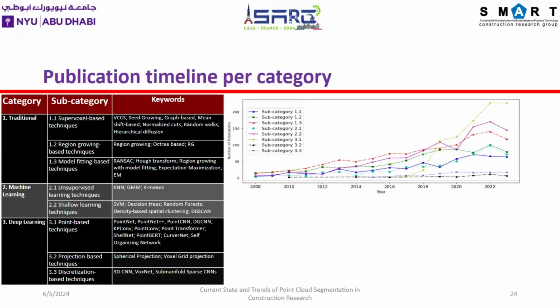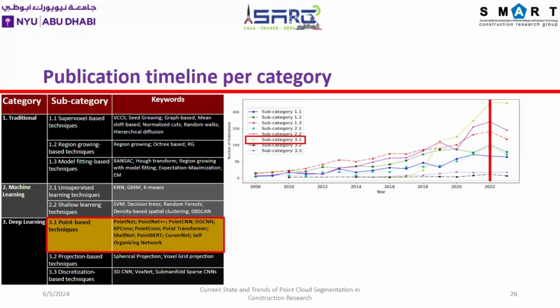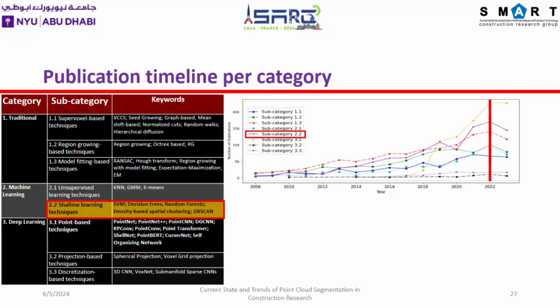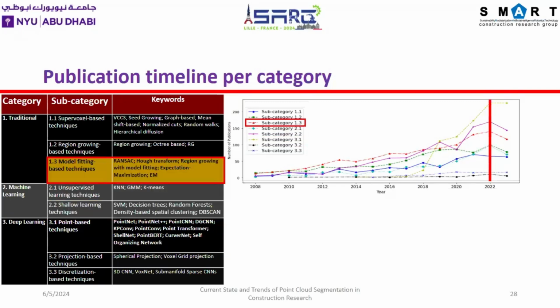So within this timeline, as you can see, this shows the non-construction research up to 2022. In the most recent years, we see heavy adaptation or consideration of deep learning-based methods, specifically point-based methods, followed by machine learning, which is shallow learning-based methods. Until 2018, however, we see there is a very big dominance of model fitting techniques, which makes sense because model fitting techniques have been around for several decades.